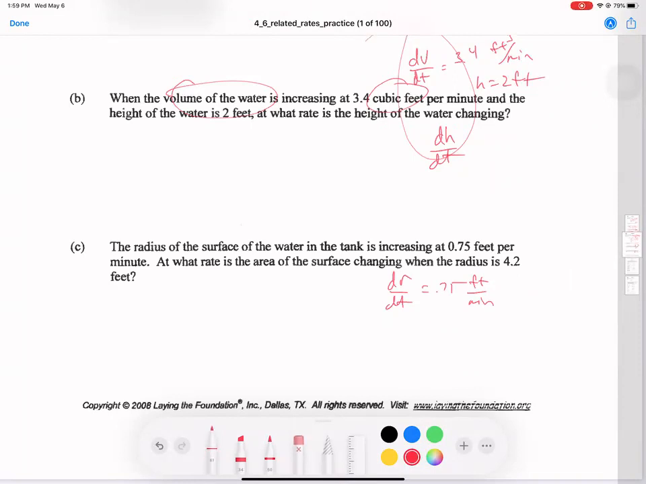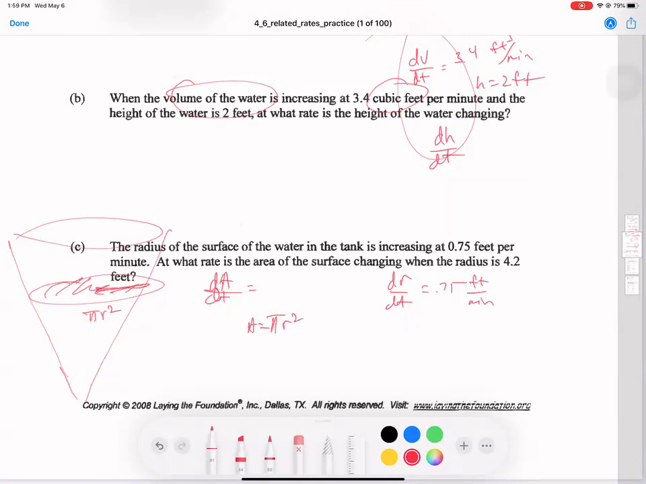So they're looking for dA over dt, and the area is the top surface of the cone. So that's pi r squared. We can say pi r squared is my area, and we want to get to dr dt. So we take the derivative. How to get from A to dA dt? How to get from r to dr dt? That's just the derivative. dA over dt equals pi 2r dr over dt. Then we have everything we need.